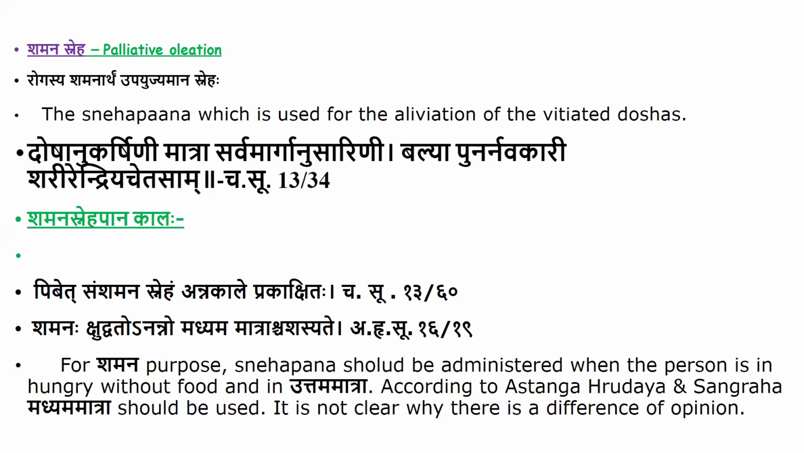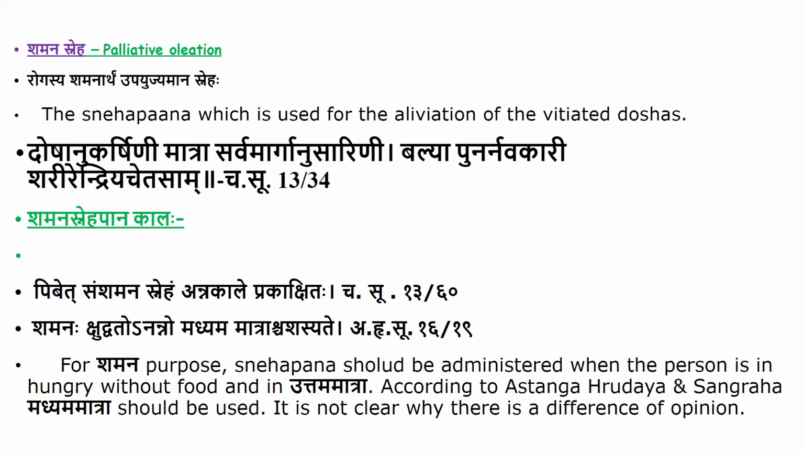Now we will see Shamana Sneha Kala. When should it be given? Pibet Shamana Sneham Annakale Prakankshitaha, Kshamanaha Kshudvato Ananno Madhyama Matrascha Sasyate. Annakale Prakankshitaha is very, very important. The person should have excellent appetite, and it should be Madhyama Matra, and Ananna, on an empty stomach. When the person has excellent appetite, is on an empty stomach, it should be in the form of Madhyama Matra according to Vagbhata.